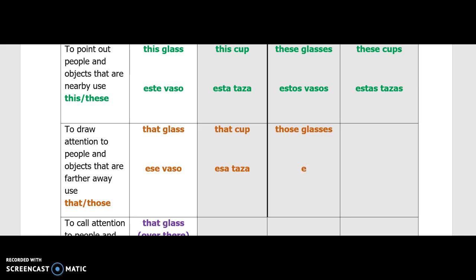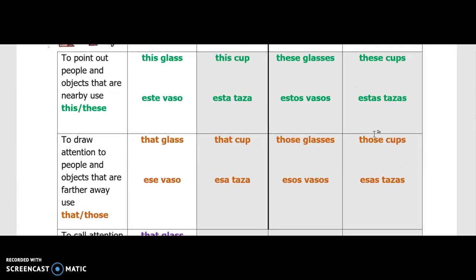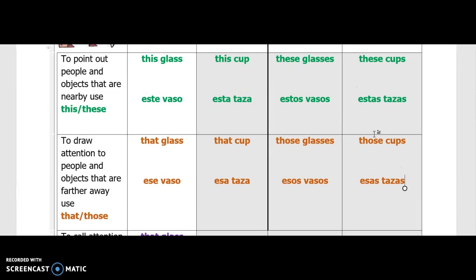Okay, so instead of estos, you get rid of the T. Esos. Esos pasos. And then these becomes the plural. Things that are further away. These are here. Those are further over there. Those cups. Esas tazas. So this and these and that and those go together. They're kind of a set. You can see how they work.